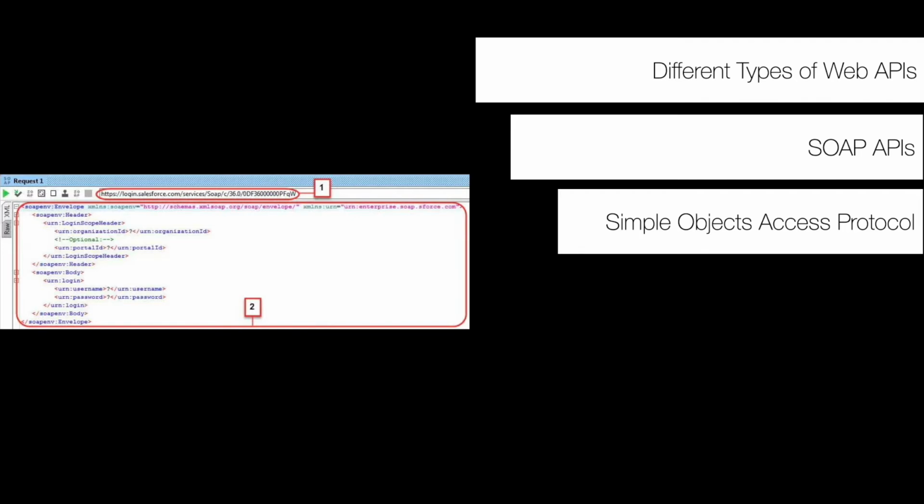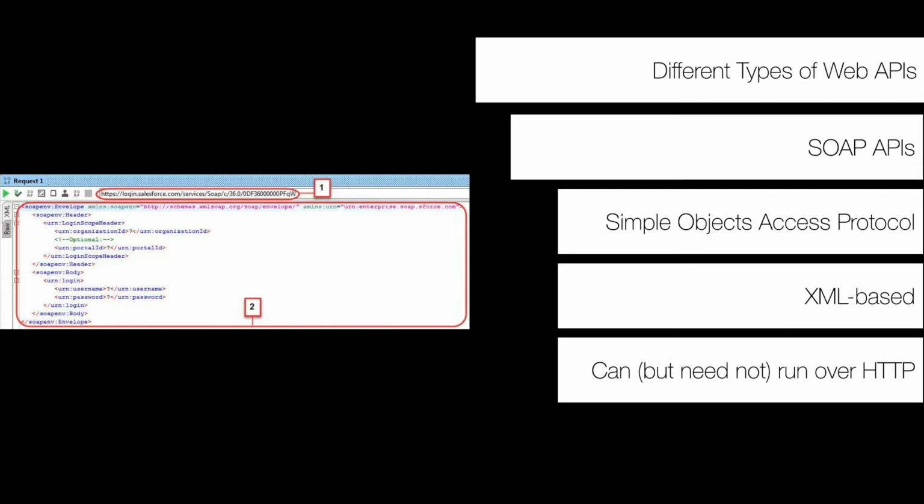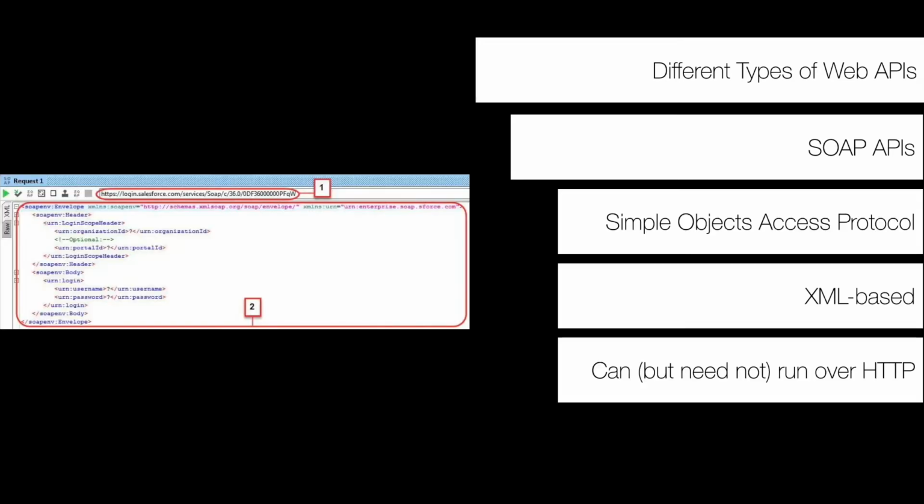SOAP stands for Simple Object Access Protocol. It's primarily based in XML, the Extensible Markup Language. Most SOAP APIs now are run over HTTP. In fact, many web services are run over HTTP. I'll talk about why that is in a minute. But these are generally legacy things. You don't see these so much anymore unless somebody's running some heavy Microsoft kind of shop.